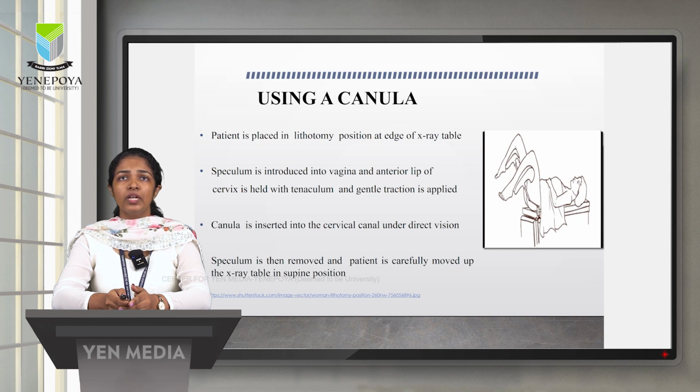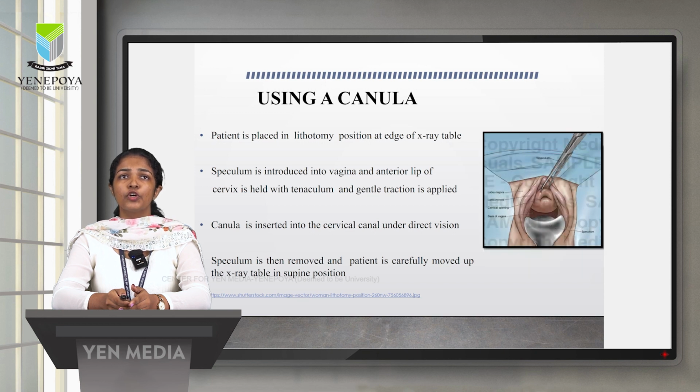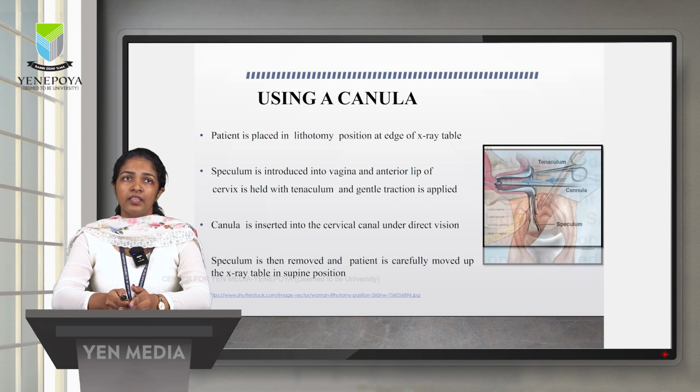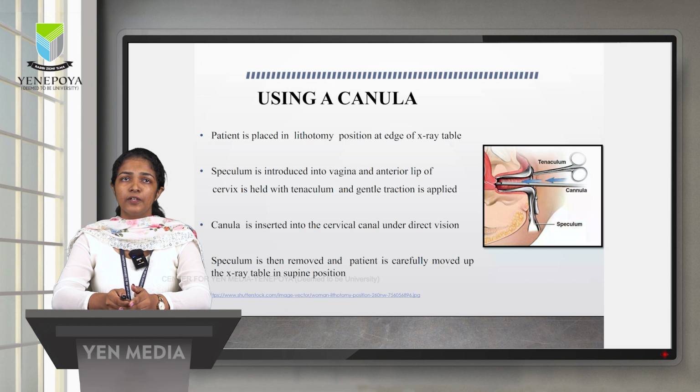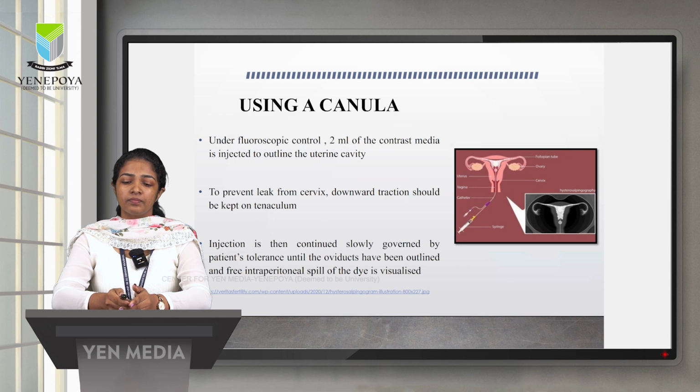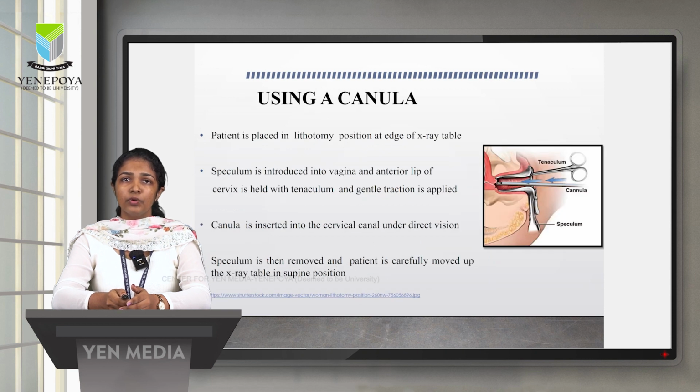Then the radiologist will clean the vagina with antiseptic solution or betadine, and this procedure is done under sterile condition. And then the speculum is introduced into the vagina, and the anterior lip of the cervix is held with a tenaculum and gentle traction is applied. Then the cannula is inserted into the cervical canal under direct vision. The speculum is then removed and the patient is carefully moved up the X-ray table in supine position.